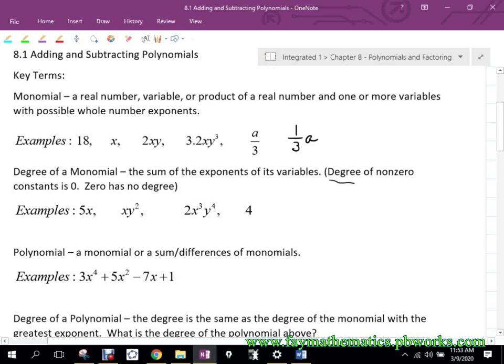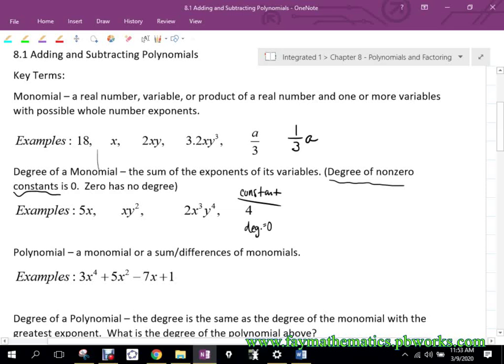In parentheses here, I've got: the degree of a non-zero constant is zero. A constant is just a number. It has no variable part. So 4 here is a non-zero constant. It's not zero, and there's no variable part, so it's a constant. This means we identify this as degree zero. If my constant is the number zero, we say it has no degree, meaning the degree doesn't exist. Does that make sense? Having zero degree and a degree that doesn't exist are two different things.